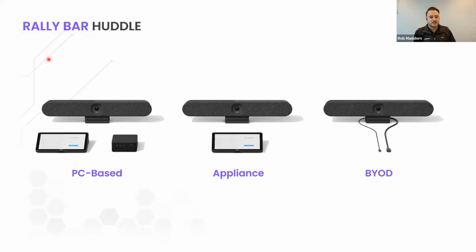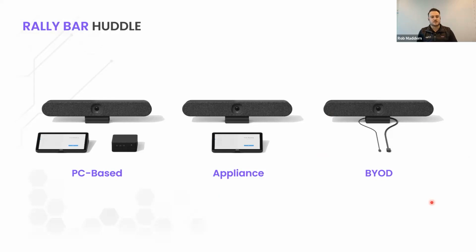Cool thing to keep in mind here, just as we can do with our Rally Bar or Rally Bar Mini, it is a very flexible device. We can use it completely PC based with a tap and a compute in what we'd consider to be USB mode. Also, it comes packaged and available as an appliance. So again, as with a Rally Bar or Rally Bar Mini, I can use that as my computing endpoint for my video conferencing system, and then pair that with a tap as well for a front of room controller. And third, it's also available as a pure BYOD device.